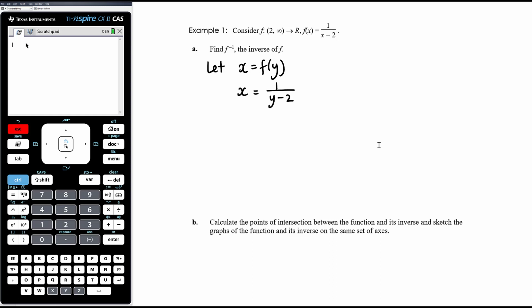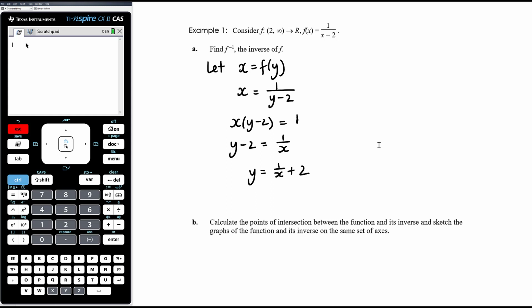And now I want to rearrange to make y the subject. So I'm going to multiply by y minus 2 equals 1. I'm going to divide by x. Y minus 2, you can do that in one step. Y minus 2 equals 1 on x. And I'm going to add 2. Y equals 1 on x plus 2.